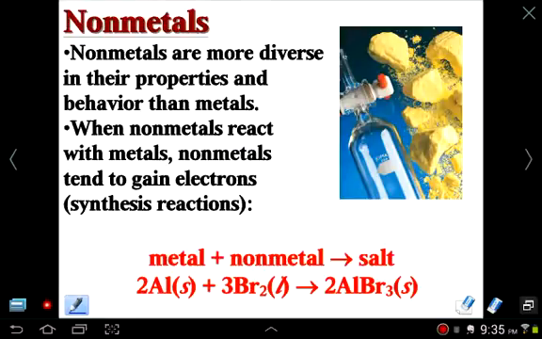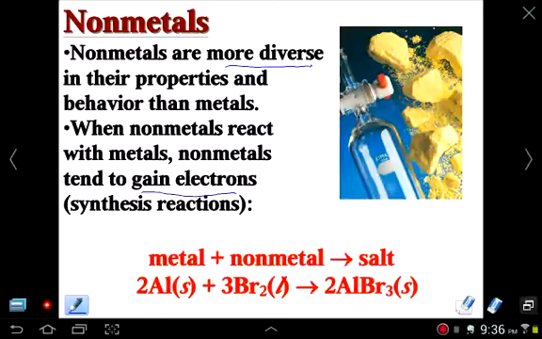Alright, nonmetals. We'll say a few things about nonmetals then. They are much more diverse in their properties and behavior than metals. And what you have is the nonmetals tend to gain electrons, because nonmetals are close to the noble gases, and in order to reach a noble gas configuration, they will require more electrons, whereas metals have to lose electrons to acquire that noble gas configuration.